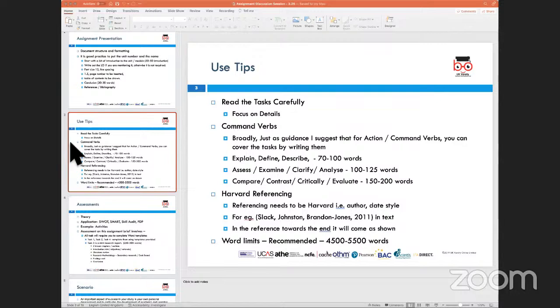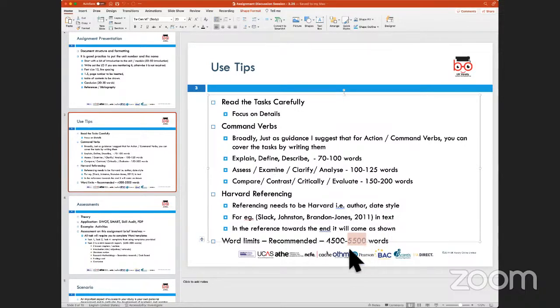And ideally speaking, this particular assignment, if you're looking at achieving the highest grade, like distinction, should be around 5,500 words. If you're looking at achieving a pass, then you're looking at about 4,500 words, because you're detailing on your research project and some of the assignment tasks which have assess, examine, clarify, or analyze, or compare or critically evaluate, would require you to put in some additional words. And that is where your suggested word limit of the assignment will go up, or will become more than what is required to be done in this case.